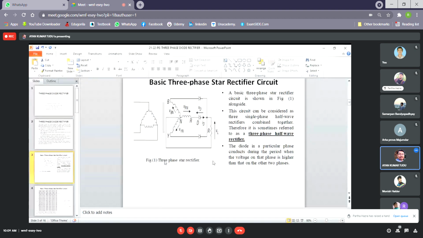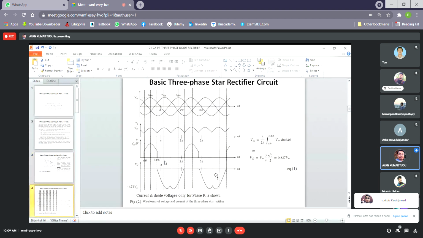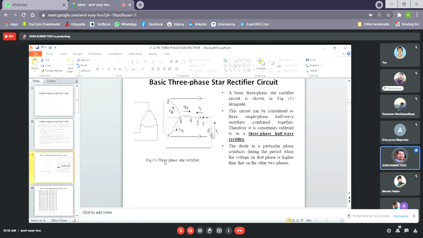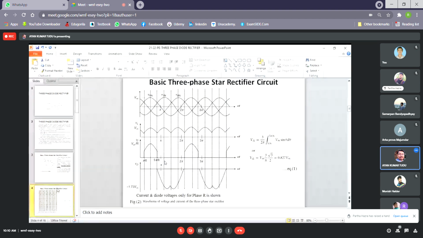Now, I think we have the waveforms also. Yes. As you can see, these are typical waveforms for this three-phase star rectifier. This is the R phase, this is the Y phase, and this is the B phase. With respect to this, the load voltage is also shown, which is the voltage across the load RL, actually a resistive load. This is the voltage that we are getting.